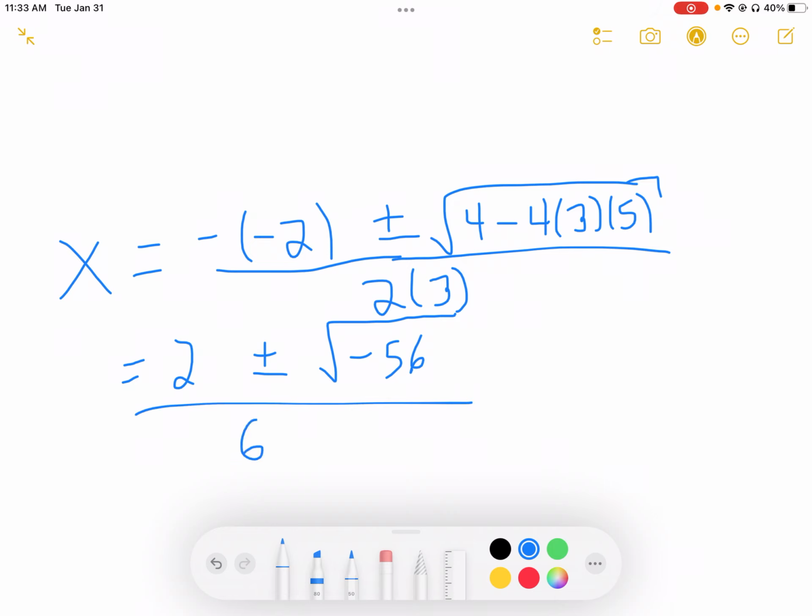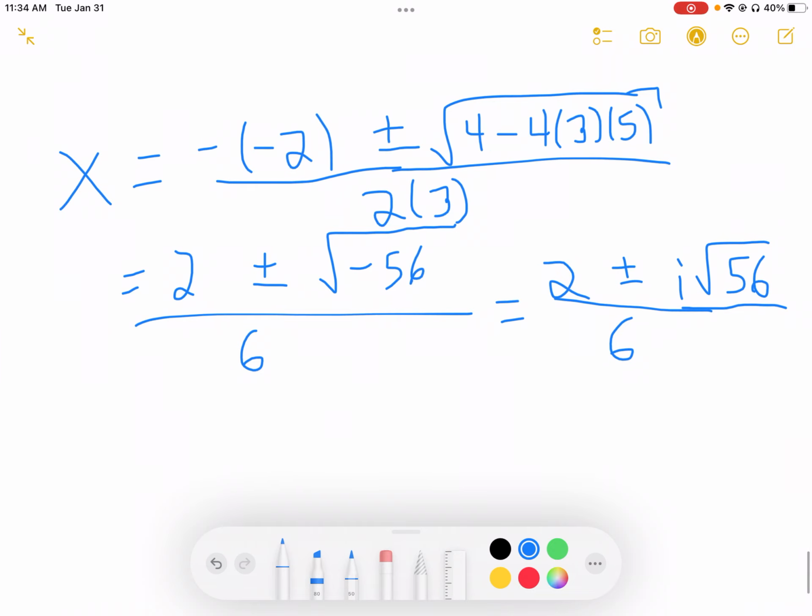Then we have 6. Okay, so now if we want to simplify this, what do we learn about negative square roots? Well, we learned that they are not possible to actually get to a real number, right? So we'll say 2 plus or minus, and we know that we can pull an i out of them. So we have square root of 56, okay, and we have an i attached to it. And then finally, we could say, hey, this is actually 1/3, and then we could simplify this part if we want to.